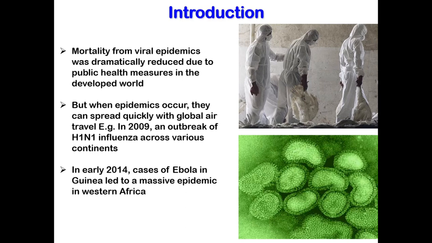For example, in 2009, there was an outbreak of flu across various continents, and obviously now we're seeing this with coronavirus. In addition, in early 2014, there were cases of Ebola in Guinea, which led to a massive epidemic in Western Africa, and Ebola is very deadly. So because of these kinds of epidemics, this is why you have a lot of people working in, for example, the World Health Organization, trying to prevent these kinds of outbreaks.